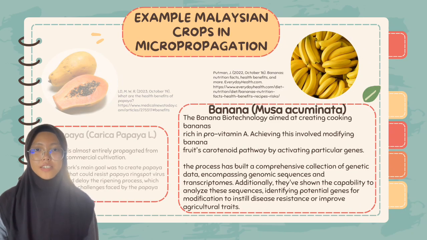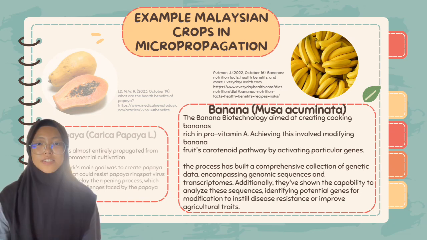The last one is banana, Musa acuminata. The banana biotechnology aimed at creating cooking bananas rich in provitamin A. Achieving this involved modifying the banana fruit's carotenoid pathway by activating particular genes. The process has built a comprehensive collection of genetic data, encompassing genomic sequences and transcriptomes. Additionally, they have shown the capability to analyze these sequences, identifying potential genes for modification to instill disease resistance or improve agricultural traits.